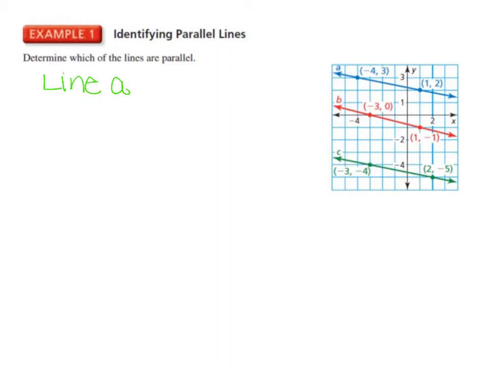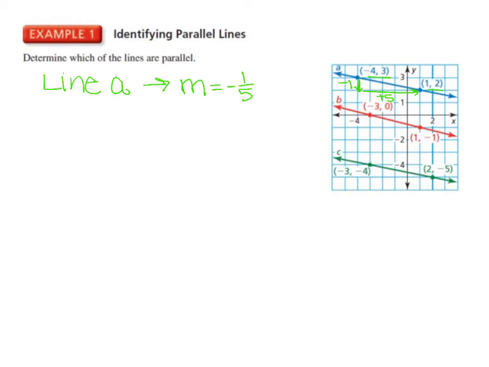For line A, I could use the pair of points they gave me and the slope formula, or I could count on my graph. I went down 1 and to the right, or towards the positive numbers, 5. So for line A, my slope was negative 1/5. I can tell by looking that all of my equations are going to have negative slopes.